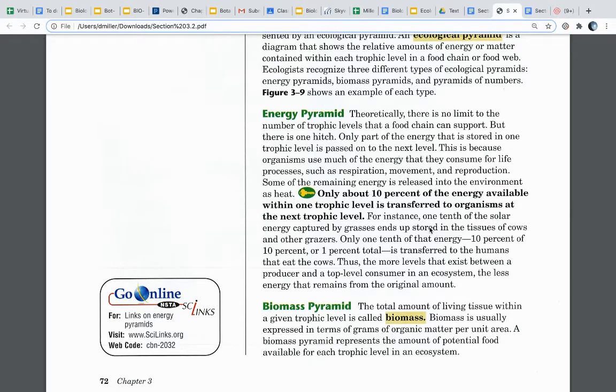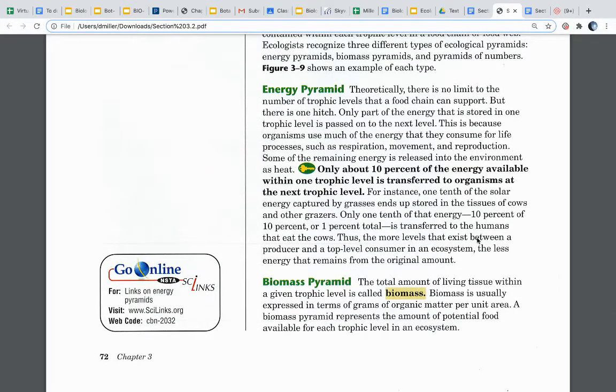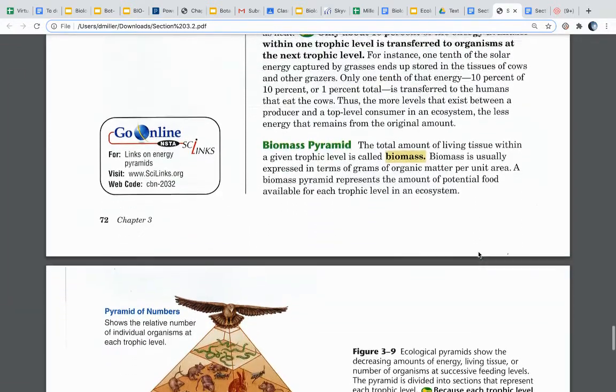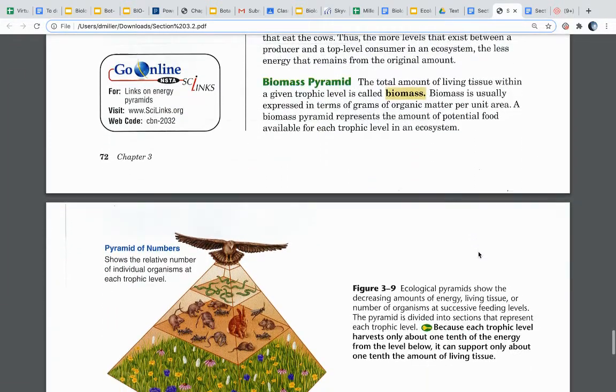For example, 1/10 of the solar energy captured by grasses ends up stored in the tissues of cows and other grazers. Only 1/10 of that energy, 10% of 10%, or 1% total, is transferred to the humans that eat the cows. Thus, the more levels that exist between a producer and a top-level consumer in an ecosystem, the less energy that remains from the original amount.